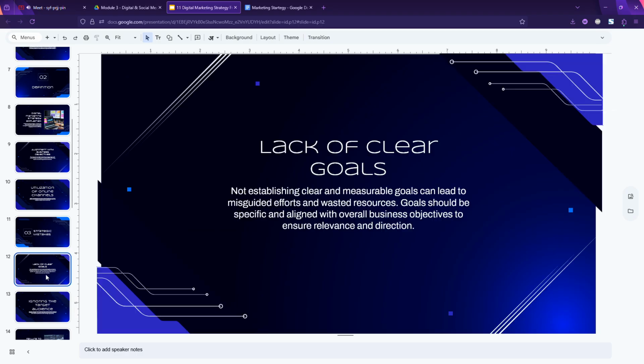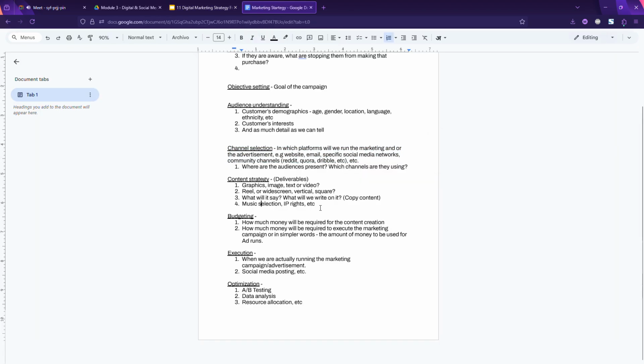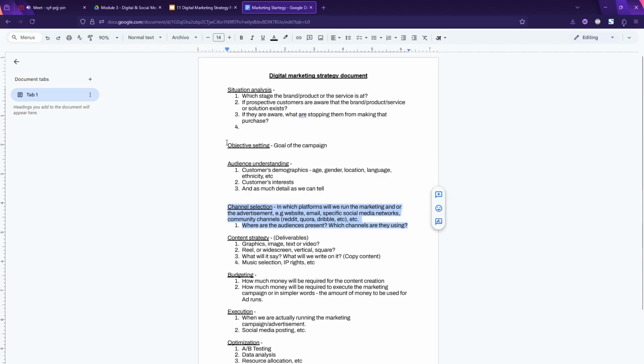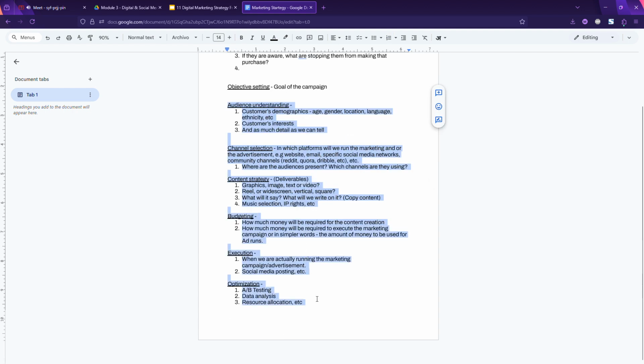Then there are strategic mistakes. Lack of clear goals: not establishing clear and measurable goals, or having too many goals. If we have too many goals in one campaign, it means we will have a lot of content strategy, and the channel selection will also be too many. The lower portion will get bloated, and then we will have to divide our budget across those bloated things.